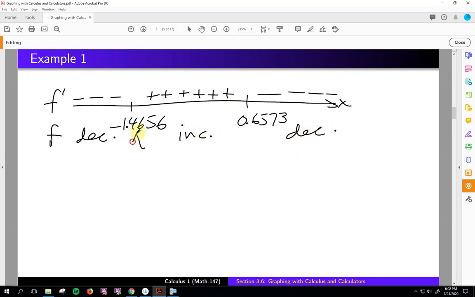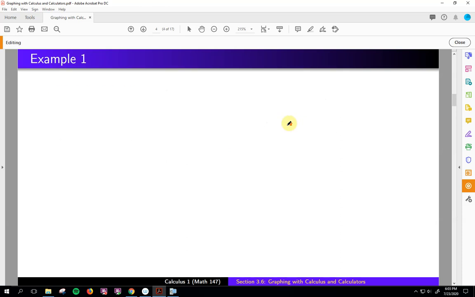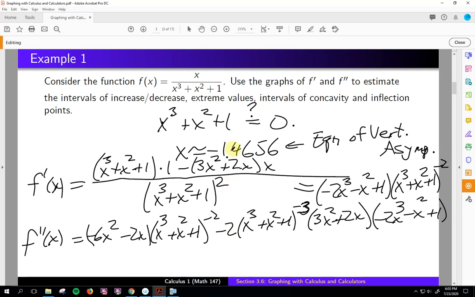Now keep in mind that this particular critical point here that we're talking about, negative 1.4656, this is a vertical asymptote. So that's what we have there. If you see from our first slide here, that's the equation, the vertical asymptote right there. All right.